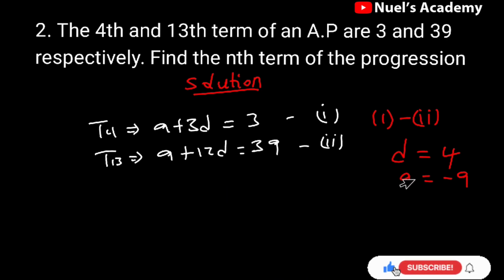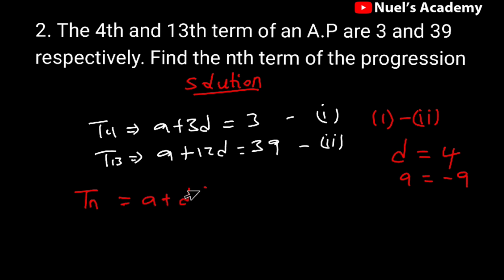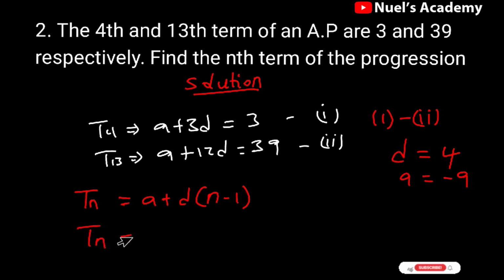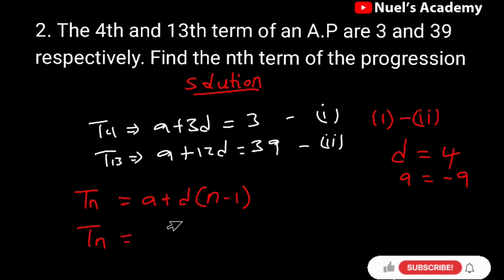Now, having gotten the value of D and A, let's write the equation for our nth term. So Tn is equal to A plus D multiplied by n minus 1. We are asked to find the nth term of the progression, that is this Tn. So what are we going to do? Let's substitute the value of D and A into this equation. And Tn is equal to A, the first term, which is minus 9, plus D, the common difference, which is 4, multiplied by n minus 1.